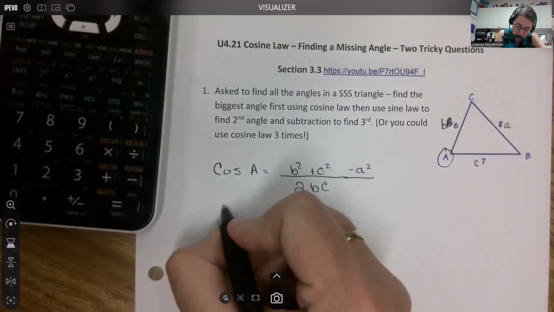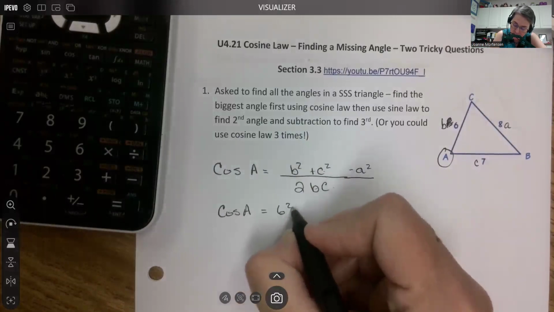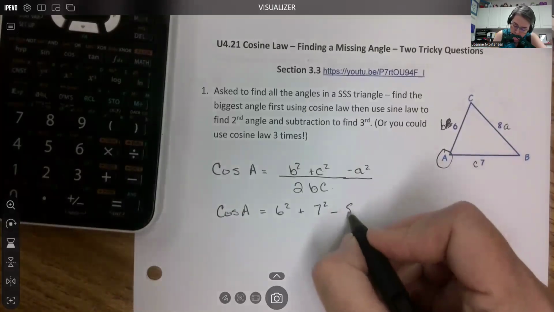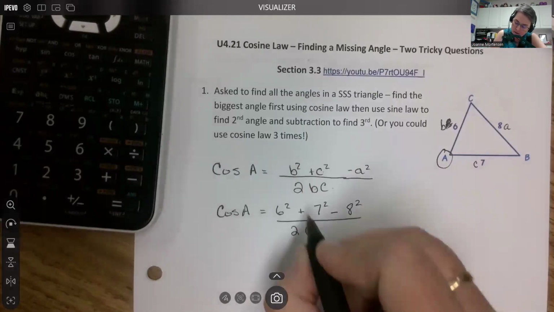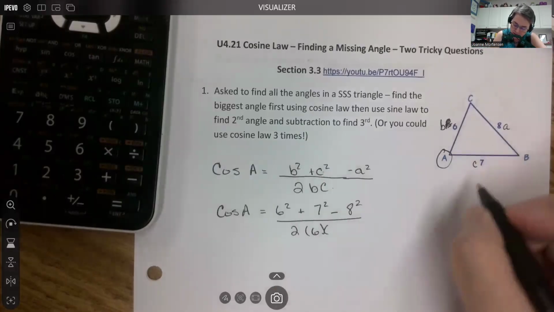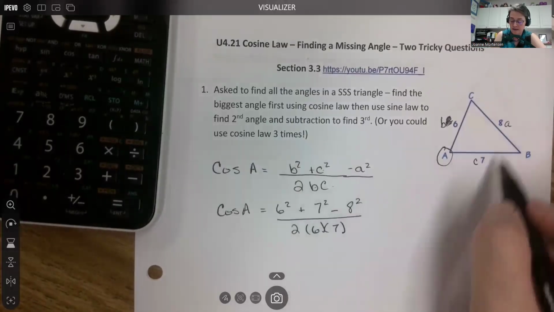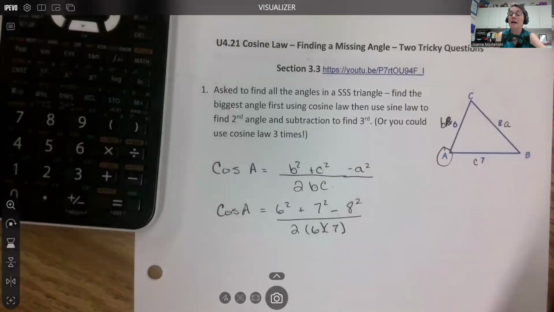Let's throw in some numbers. Cos A is equal to, all right, B squared is 6 squared plus C squared is 7 squared minus A squared, which is 8 squared, minus 2 times B, which is 6, times C, which is 7. Now, I don't know if you notice it, but I always go back on this bottom line and go back to my diagram, because then I can do, there's a 6, there's a 7. Yeah, I know that I don't mess up my numbers. I am what's called a paranoid mathematician. I've got enough problems going on, I don't want to make more.